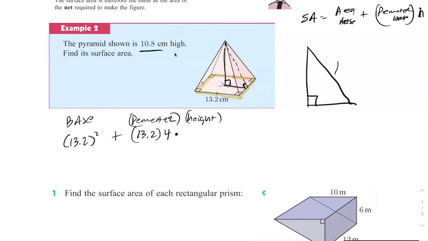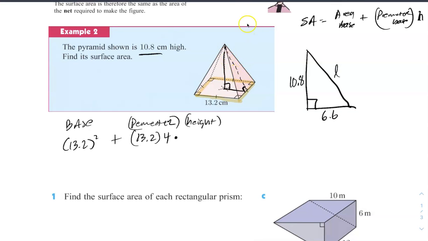We're looking for this guy. This is 10.8 because they let us know. The whole base is 13.2, so if we divide that by 2, we get 6.6. All I have to do is find the slant height here, and I can plug it in, and then we have the whole surface. The area of the base gives us the bottom face, and to get the 4 faces around, it's just the perimeter of the base times the height. So we're looking for the height of that triangle there.